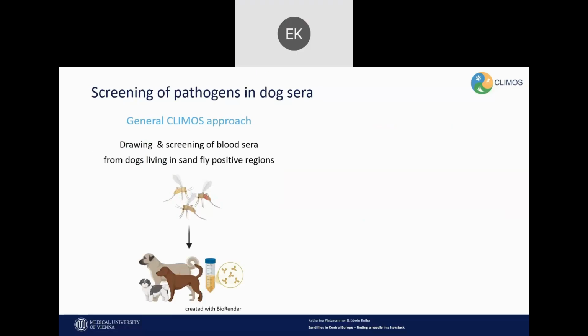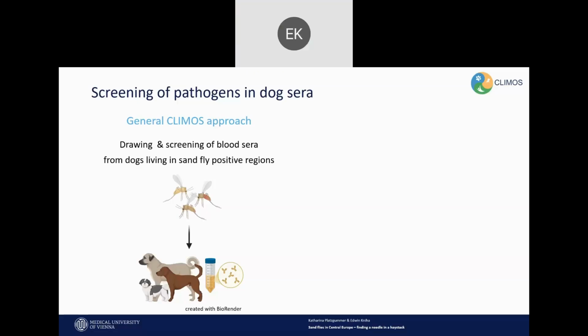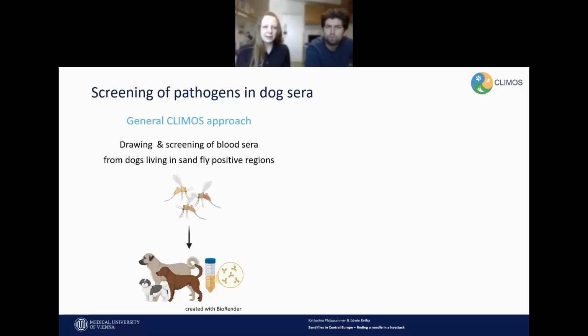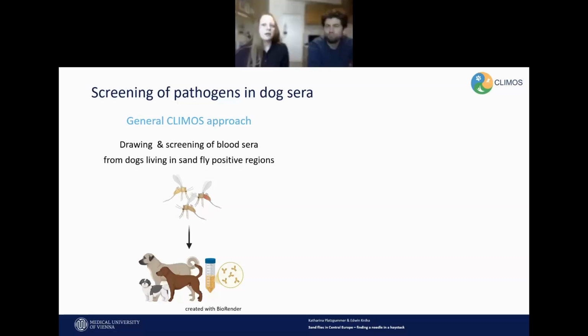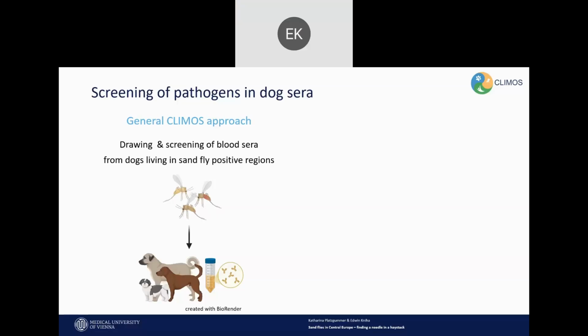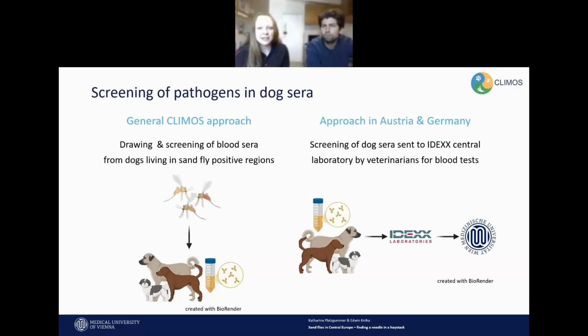The general CLIMOS approach is that our colleagues from the more endemic countries, so to say, are driving to the regions where they found sandflies before and really get the blood from dogs living there and screen that for pathogens. However, this is unfortunately not possible for us in Central Europe, since we are not endemic countries for the sandfly-borne pathogens. We need to really screen a lot of dog sera, and we are simply not able to find so many dogs in the areas where we find sandflies, which is why we are very, very happy that we have a collaboration with the IDEX laboratories.